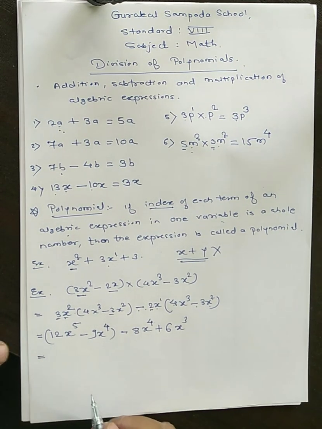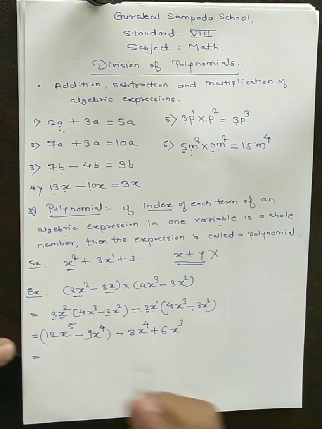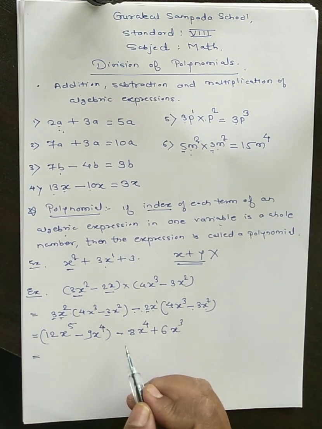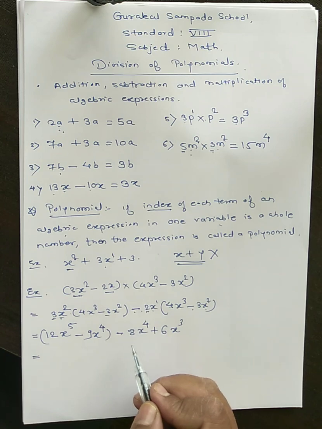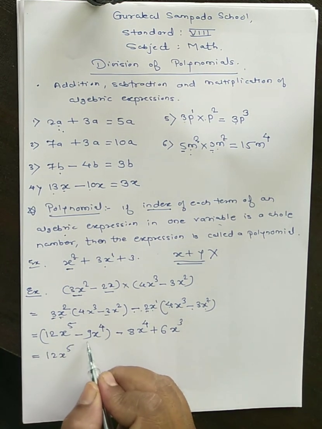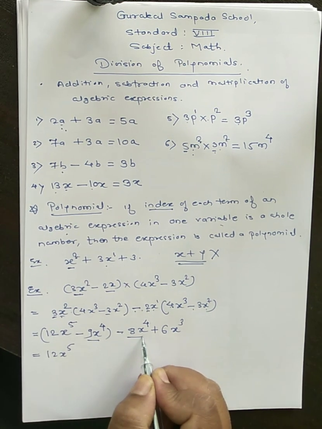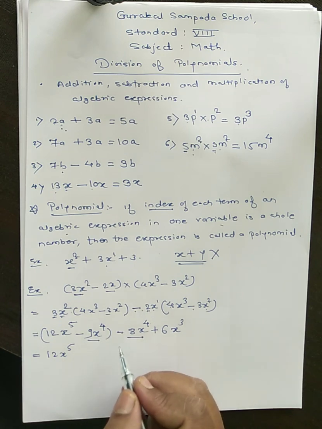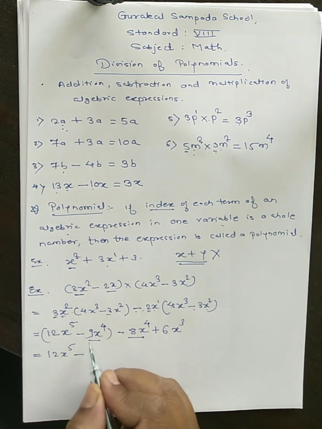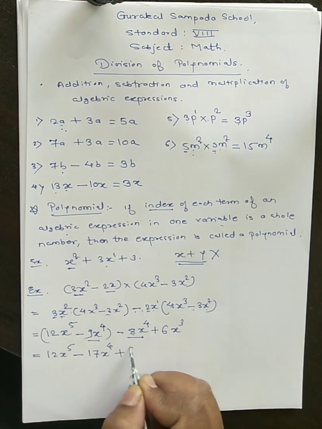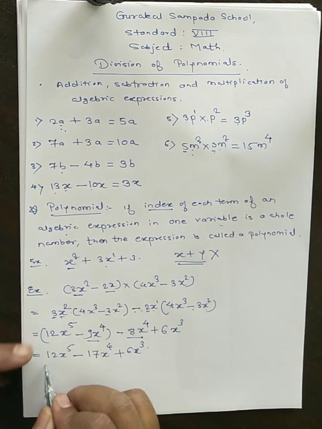So if you are observing, when the indices of the variables are the same, only those terms can be considered for the calculation. So here the first term is 12x raised to 5. Here is the minus 9x raised to 4, and here is the minus 8x raised to 4. We know that when there are minus minus terms, there is an addition. So the sign becomes minus, 9 and 8 become 17, and x raised to 4, plus 6x cubed. So this is the answer.